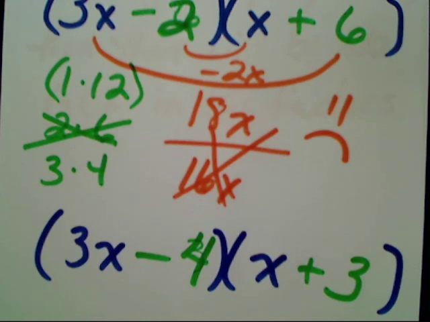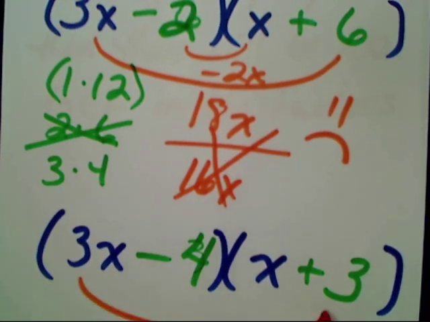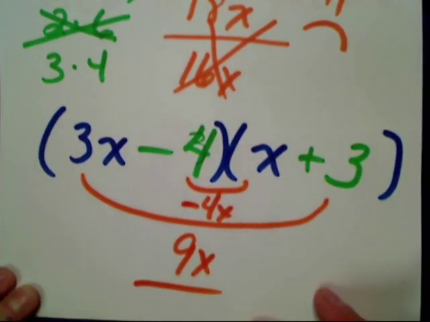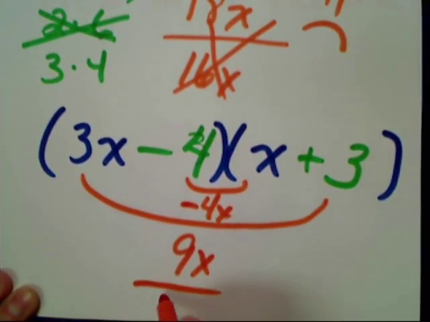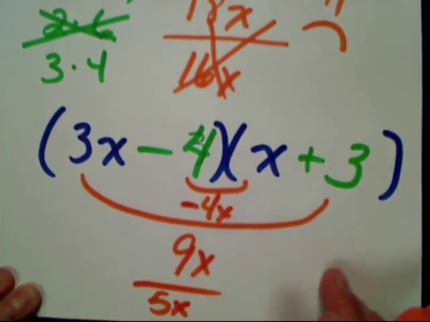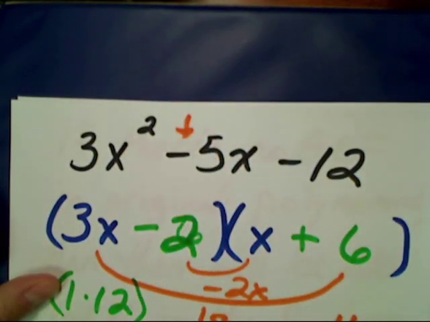Now I do my outside and my insides to see if I get my negative 5x. Outside here, positive times a positive will give me a positive 9x. Inside I have a negative 4x. Negative 4x plus 9x is 5x, but it's positive because 9 is positive. However, in my problem, I need a negative 5x.